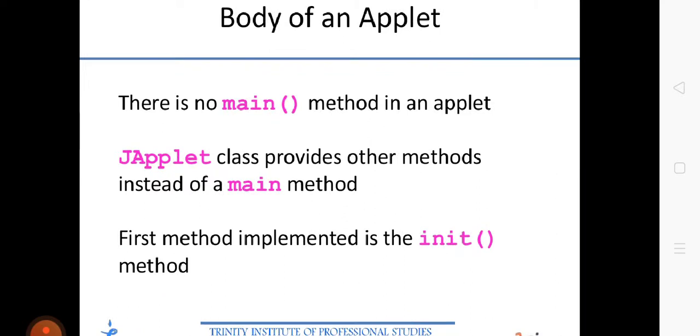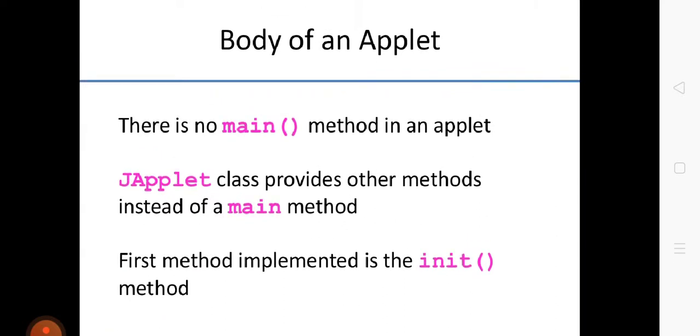Okay, now the body of an applet. How will we write the body of an applet? We know that there will be no main method in an applet. Applets are small programs which run in a browser, so it will have no main method. It will have an init method in it. The JApplet class provides other methods instead of a main method. The first method implemented is the init method. So every applet you write will have an init method.